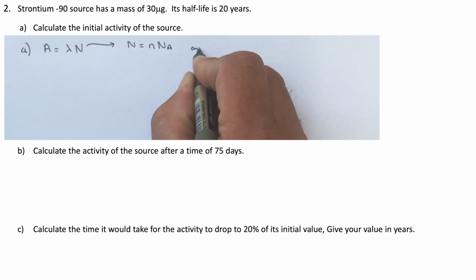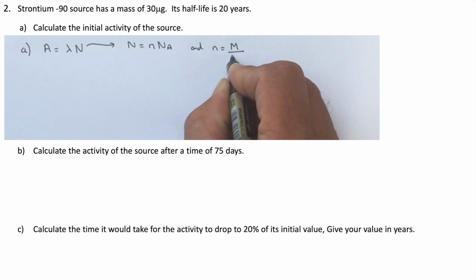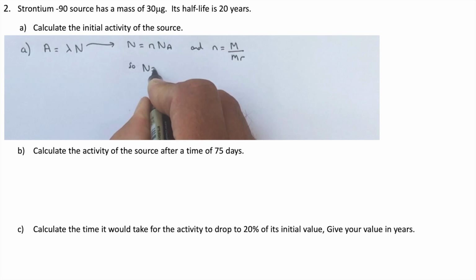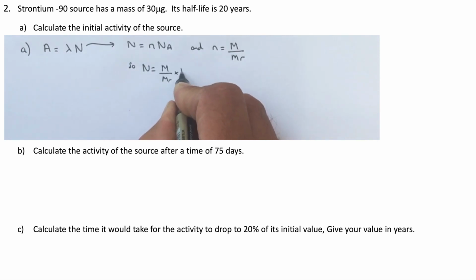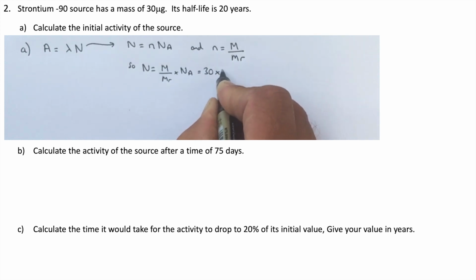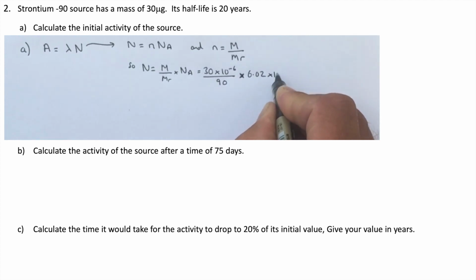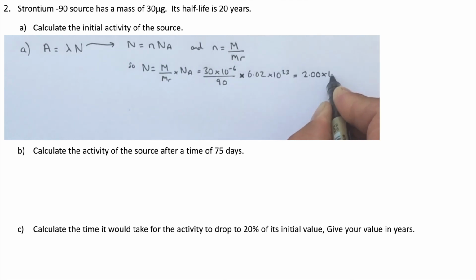To work out the number of moles of strontium, we can do the mass of strontium divided by the molar mass, which is 90. So substituting for n equals m over M_r into the other equation, we get the following. It's 30 micrograms, which is 30 times 10 to the minus 6, divided by the molar mass, which is 90 grams, times Avogadro's constant, which gives us 2.00 times 10 to the 17 nuclei.